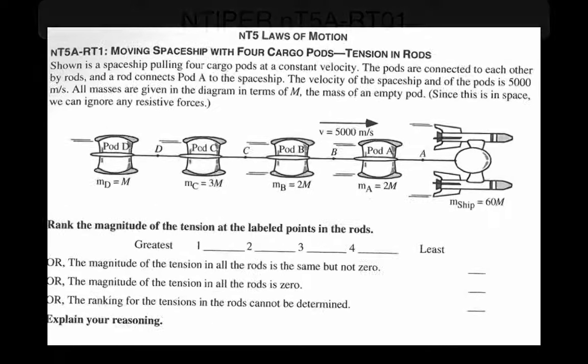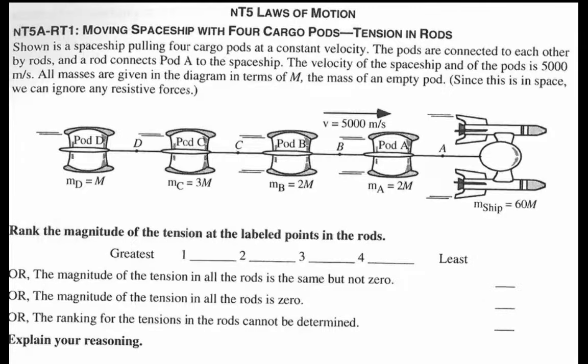nT5A-RT01. Shown is a spaceship pulling 4 cargo pods at a constant velocity. The pods are connected to each other by rods, and a rod connects pod A to spaceship B. The velocity of the spaceship and of the pods is 5,000 meters per second. All masses are given in the diagram in terms of m, the mass of an empty pod. Since this is in space, we can ignore any resistive forces. Rank the magnitude of the tension at the label points in each pod.